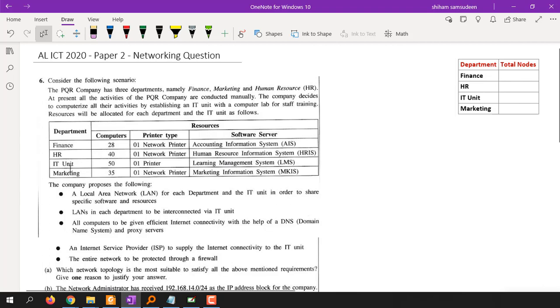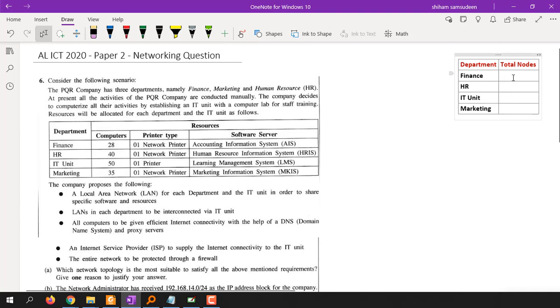And here we have the IT unit, which has 50 computers and 1 printer. So this is not a network printer, as we can see. And we have a software server, which is learning management system. So altogether we can say 50 plus 1 again 52. For the marketing department, we have 35 computers that are required, and we have 1 printer and marketing information system. So that's a software server. So again 35 plus 1, there we need 37 resources for this.